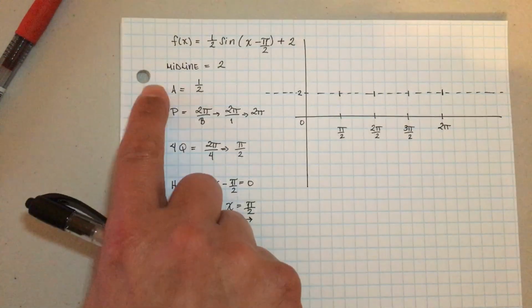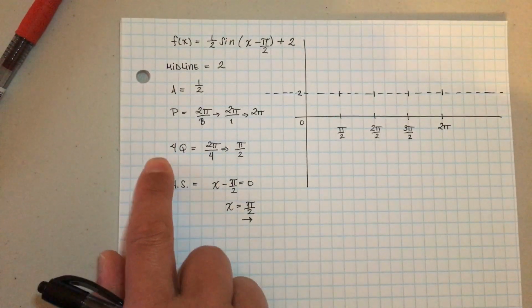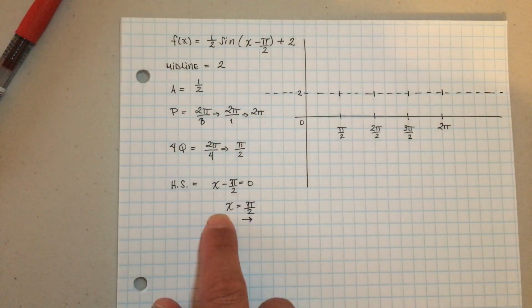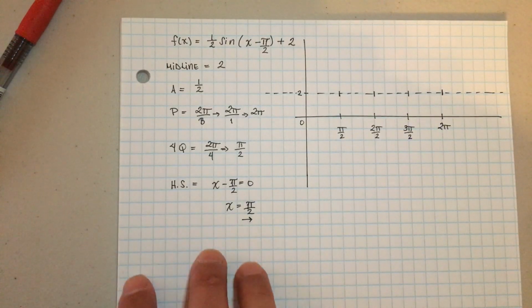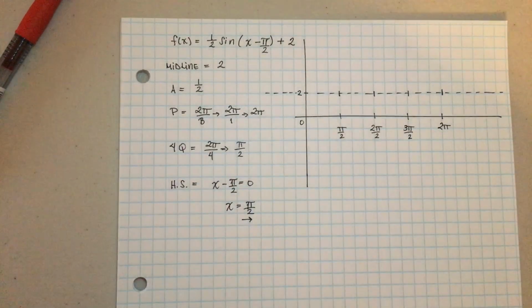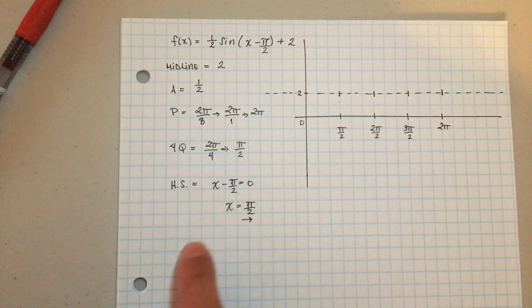Okay. So we got our amplitude, we got our period, we got our 4 quadrants. I just changed it from a 1 to a pi over 2, and it's okay, just to keep it nice and simple. We solved this, moved it to the right. We got our 4 sections. Now we're going to go ahead and start graphing it.